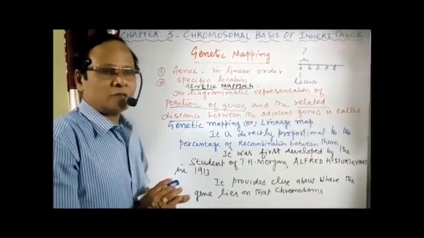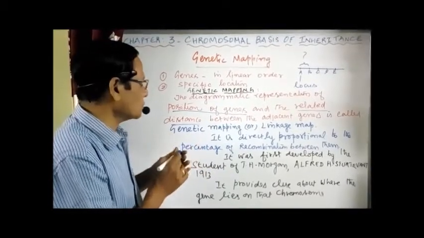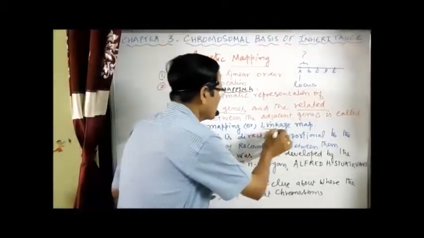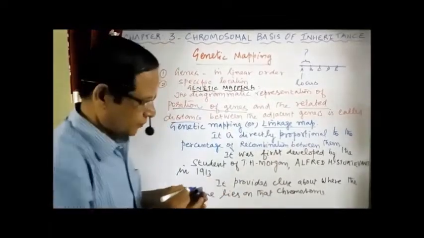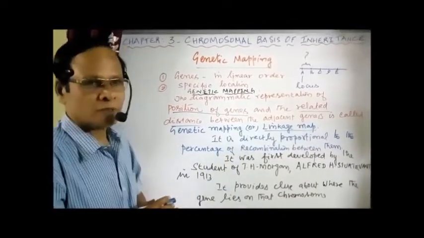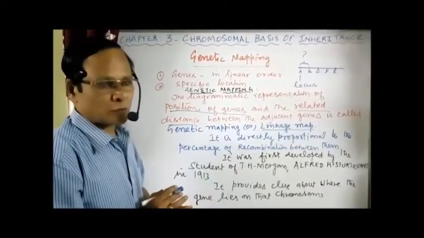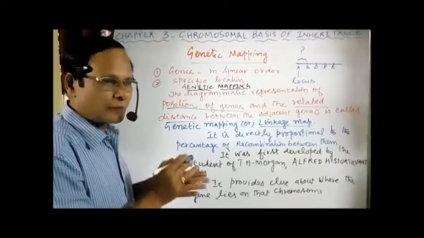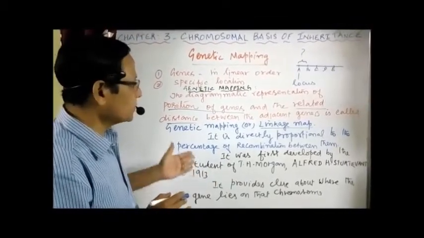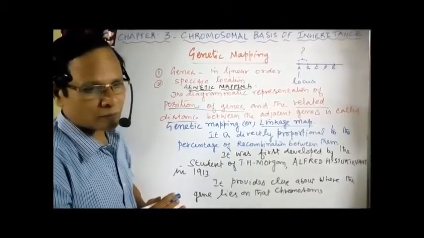Now, how can you calculate this? Normally, the genetic map is also called the linkage map because the genes are arranged in a linear way, linked together. Now, the genetic map is directly proportional to the percentage of recombination between the genes.